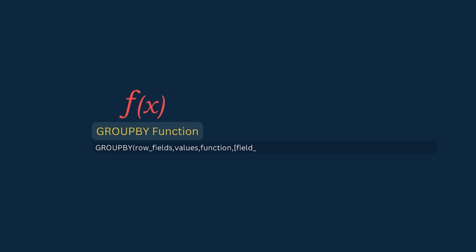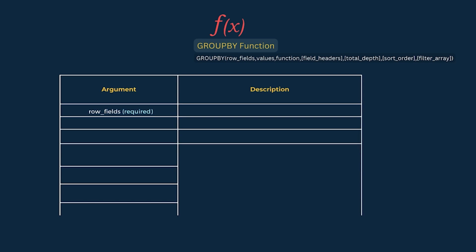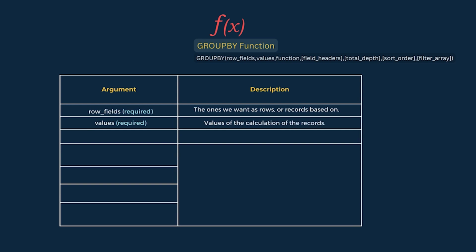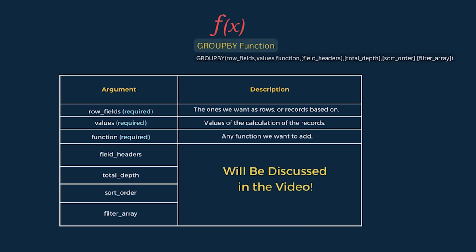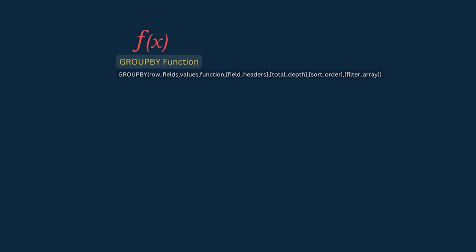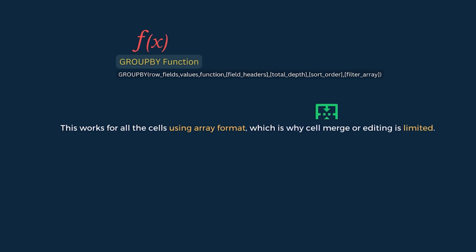As you can see, GROUPBY has a large syntax. Among these, row fields is the one we want as rows or records, based on values of the calculation of the records, and function is any function we want to add or make the calculation based on. The rest of the arguments will be discussed as we go through some of the applications. Now this works for all the cells using array format, which is why cell merge or editing is limited here.